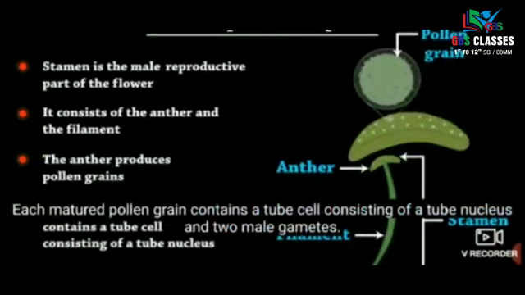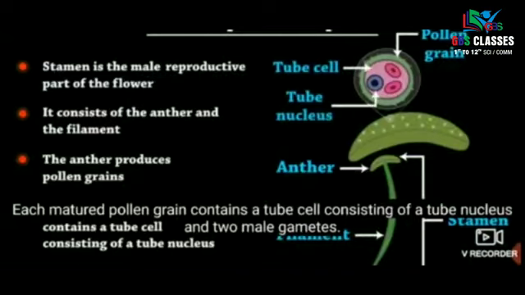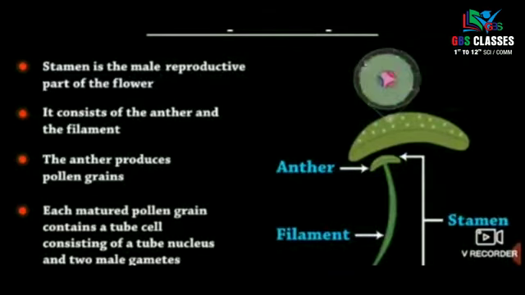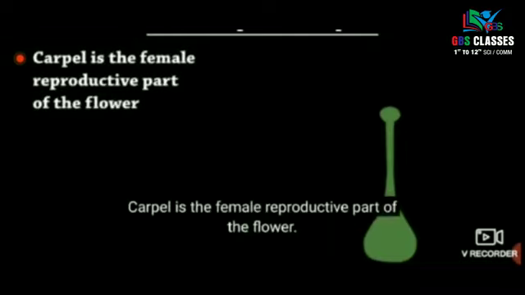The function of the anther is to produce pollen grains. Later these pollen grains mature and contain a tube cell which forms two male gametes. As the picture shows, the tube cell and tube nucleus, two male gametes, and all this consists of the male gametes.